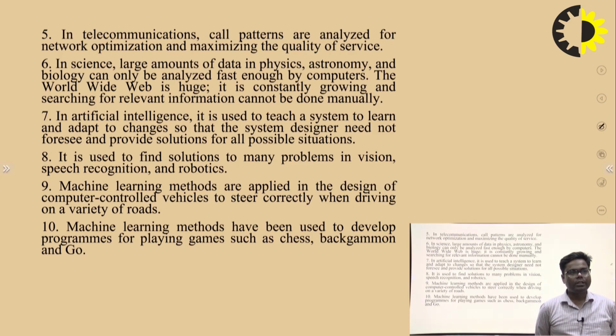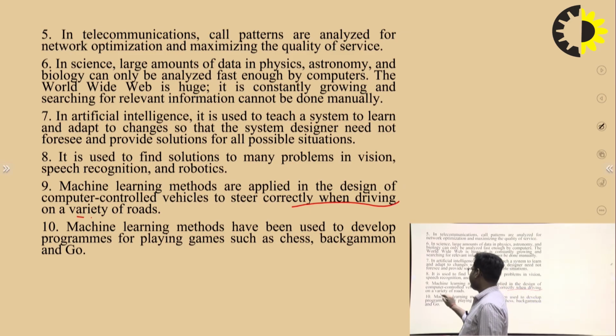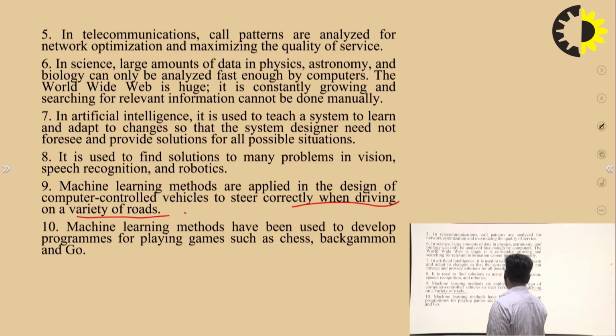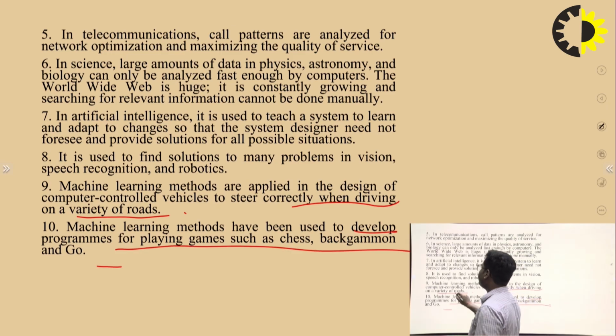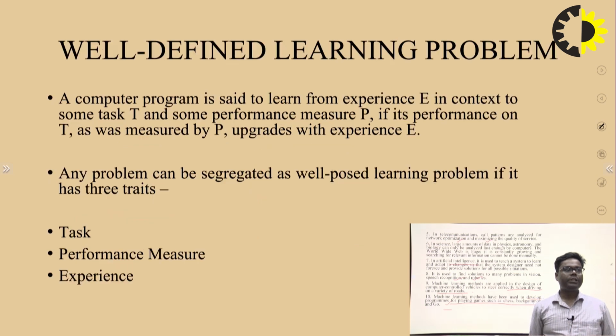Machine learning methods are applied in the design of computer-controlled vehicles to steer correctly when driving on a variety of roads. It has also been used to develop programs for playing games such as chess. Basically, artificial intelligence is going to be used in robotics, speech recognition, gaming, optimization, and maximizing quality of service. These are the applications of machine learning.